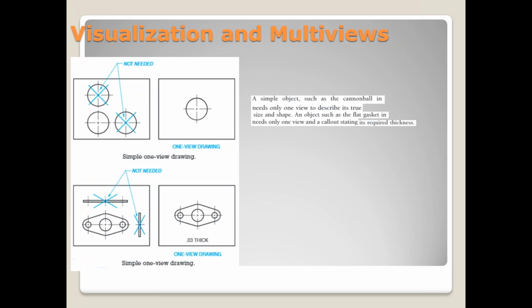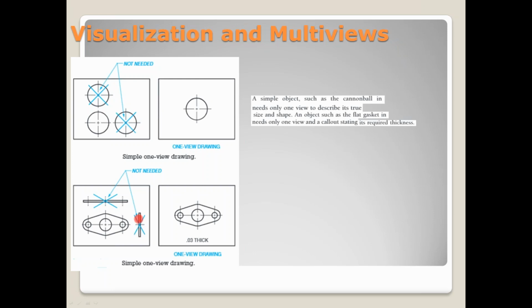An object such as a flat gasket needs only one view to describe the true size and shape. As you can see from the bottom of this view drawing, you can see this gasket here. We don't need so many views to represent that object. For the gasket, we just need one view, and all you have to do is show the thickness of that object, and you're done. You don't even have to show the top view and the bottom view. It's okay to show them, but you don't need them.